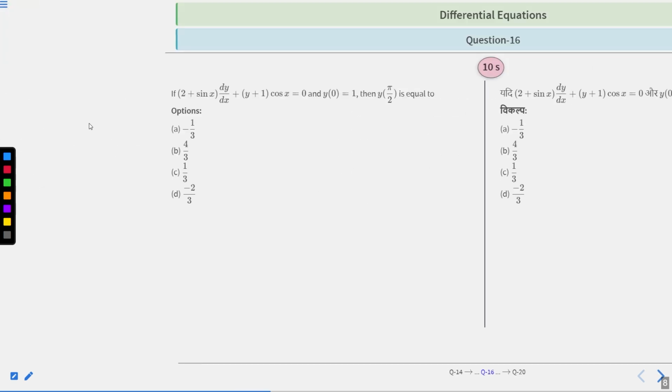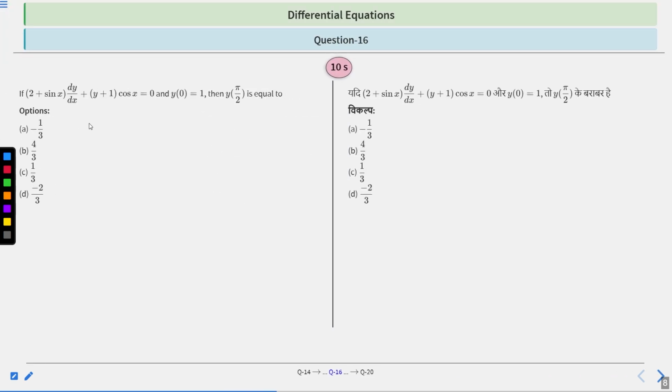Let's move to the next question, question number 16, which says that if 2 plus sin x dy by dx plus y plus 1 cos x is equal to 0 and y0 is equal to 1, then what will be the value of y pi by 2? Y pi by 2 is equal to what?